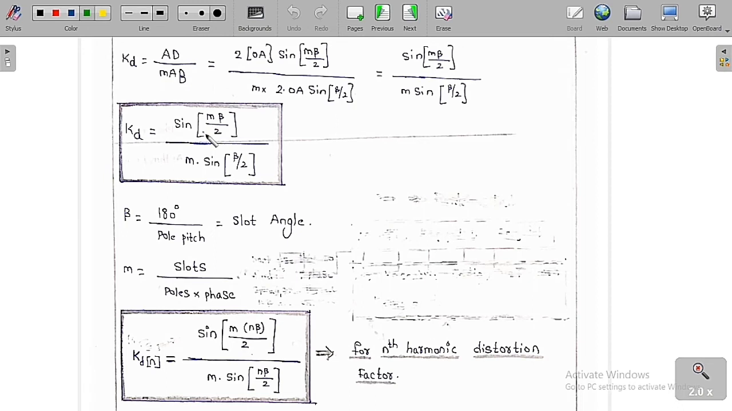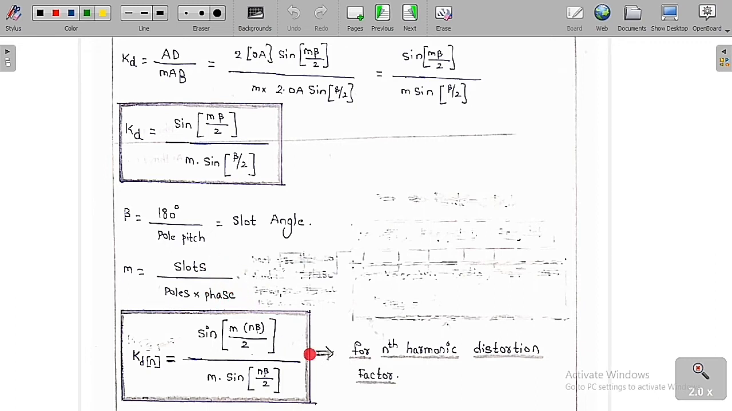M is called the phase spread. M is the ratio of the slots per pole per phase. All these things I have already told you. So beta is called the slot angle. The formula is 180 degrees by pole pitch, or simply 360 degrees by the total number of slots. You can use either of these. So M is the slots per pole per phase. All these things I have already told you.